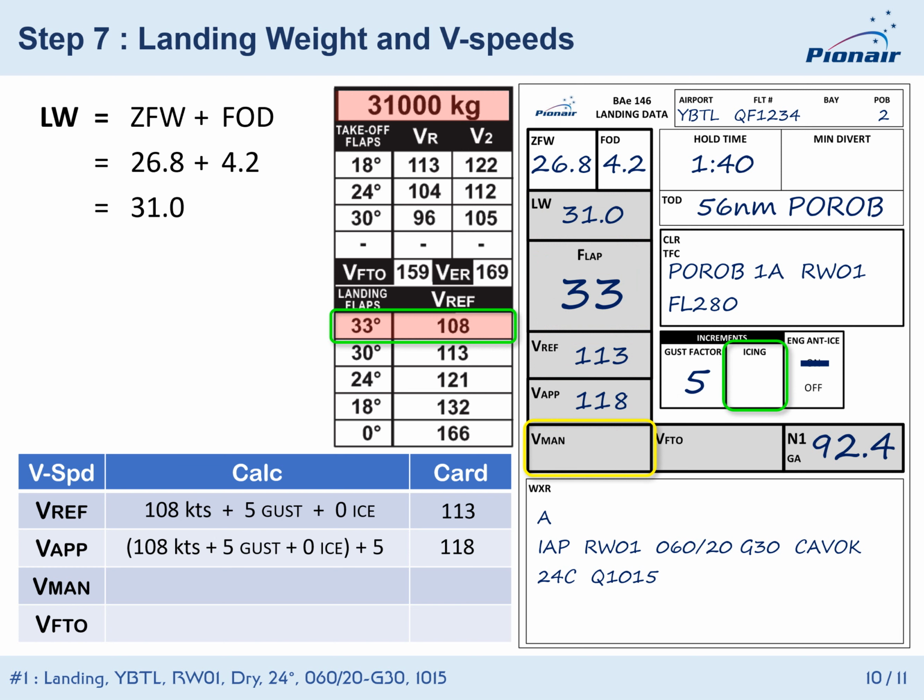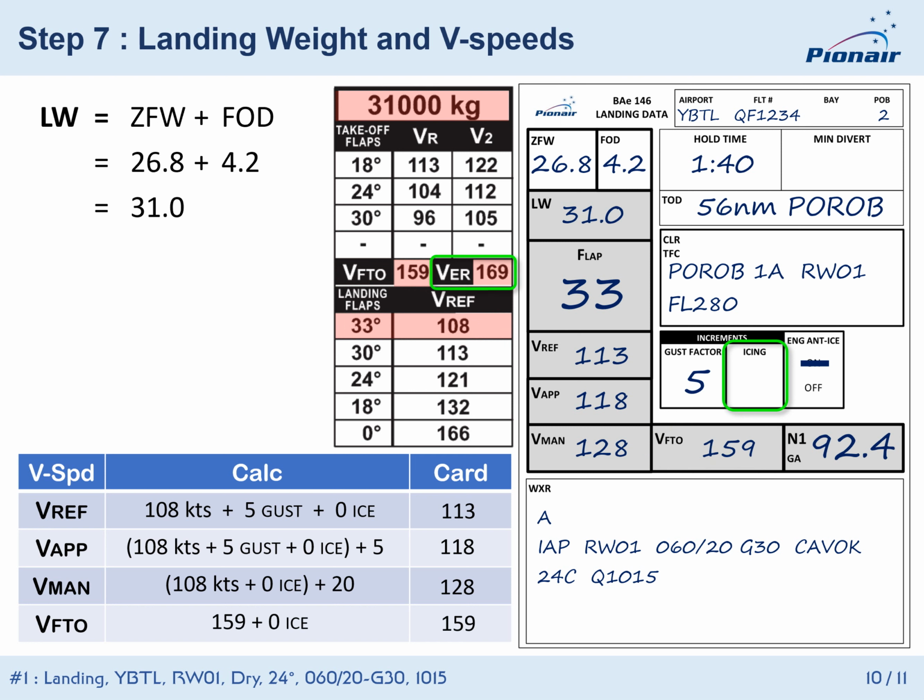V maneuvering, which in this case for a flap 33 approach is the flap 24 maneuvering speed, we add the icing increment, which is 0, but not the gust increment. Therefore, today it's just the speed card VREF plus 20 knots to get us to flap 24 maneuvering, and onto the card it goes. Finally, VFTO once again comes straight off the speed card. Only the icing increment is added, which in this case is 0, so it's 159 onto the toll card.